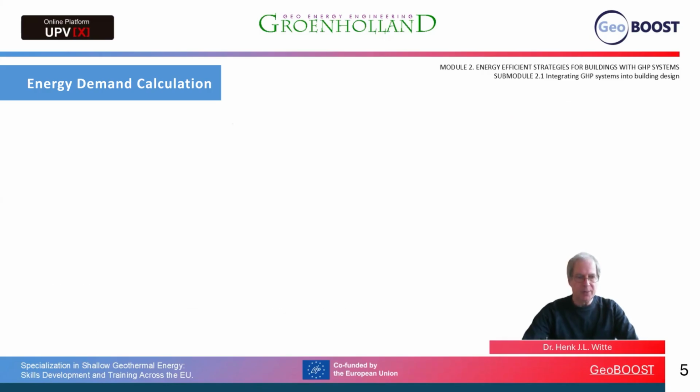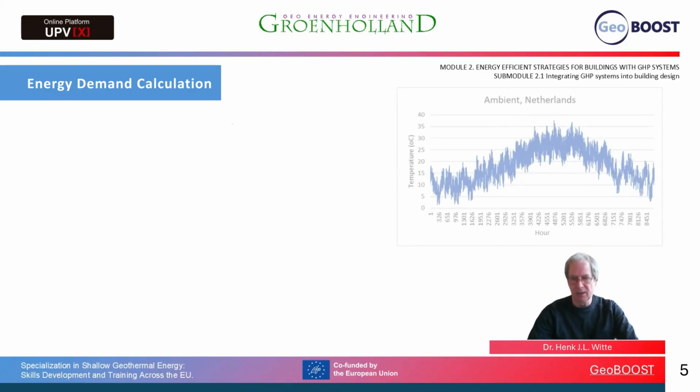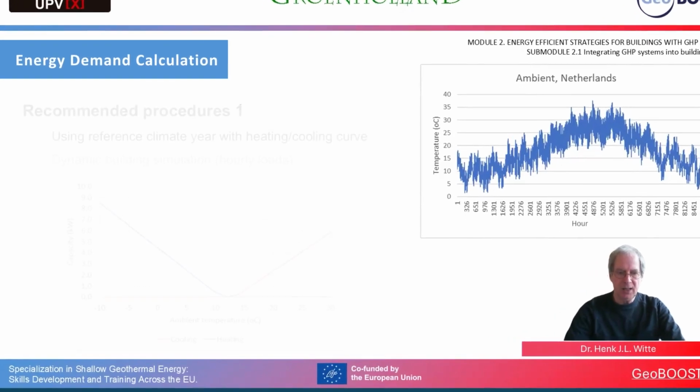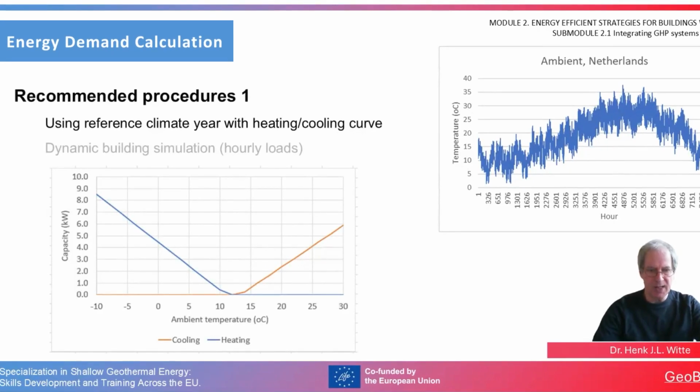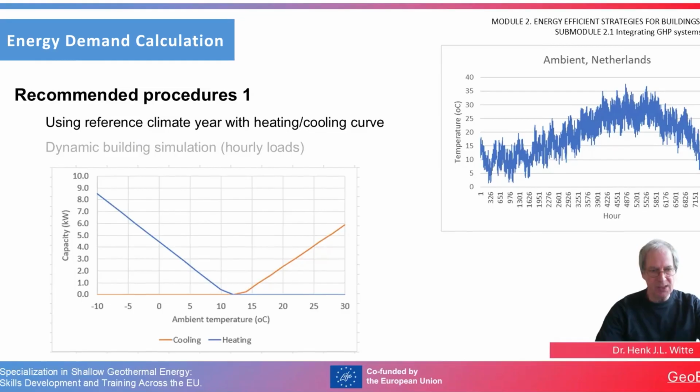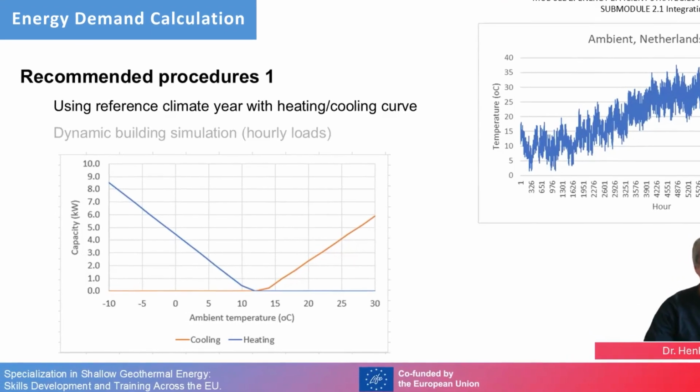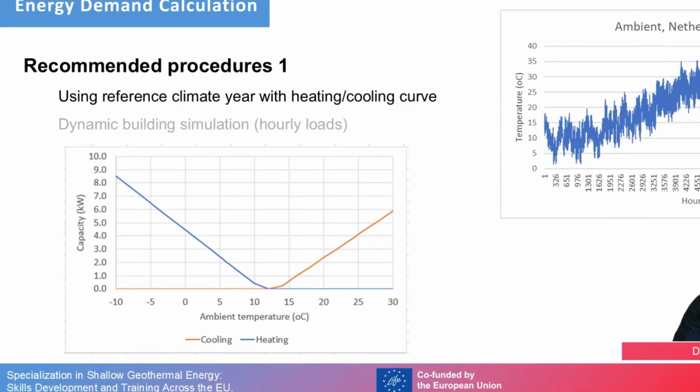There are a few recommended procedures. One recommended procedure is, if we only have a heat loss and cooling loss calculation, to have a reference climatic year. The graph on the right shows the ambient temperature in the Netherlands for the reference climate year. And then we have a heating curve and a cooling curve where we say, well, at this ambient temperature, -10 degrees, we'll have this 8.5 kilowatt capacity requirement, but at -5 we only need 6.5 kilowatts, and at 5 degrees we mainly only need 2.5 kilowatts.